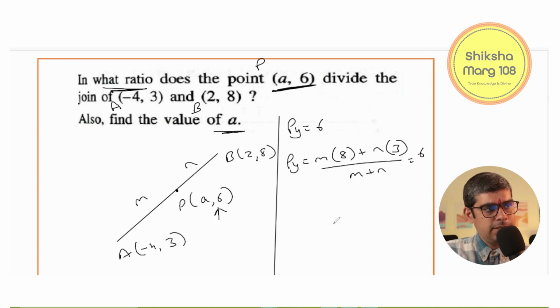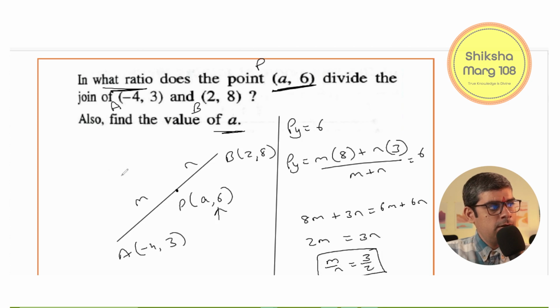So m plus n times 6 is going to be 6m plus 6n, and this is going to be 8m plus 3n. Now 8m minus 6m is going to be 2m, and 6n minus 3n is going to be 3n. So m over n is equal to 3 over 2. So 3:2 is the ratio. So that's pretty straightforward, right? All right. The next part is we find the value of a.